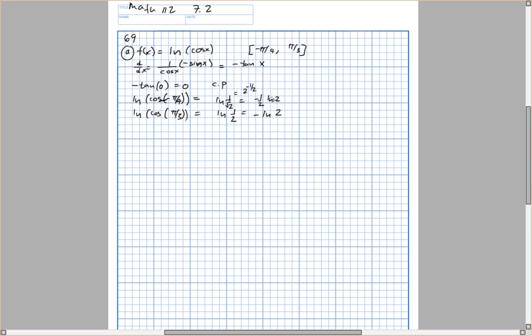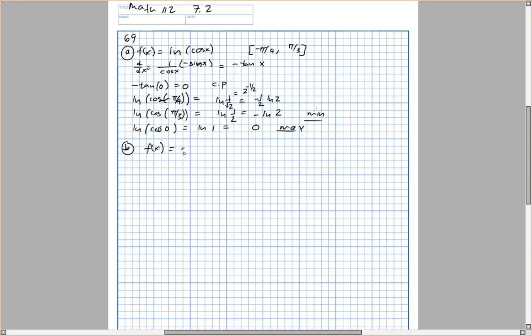So if you see, whatever natural log of 2 is, negative natural log of 2 will be smaller than 1/2 of that. So this is most likely our minimum. And if we evaluate 0, natural log cosine of 0 gives us natural log of 1, which is equal to 0. So this is our max. There we go. Let's take a look at b, which is the flip of this.